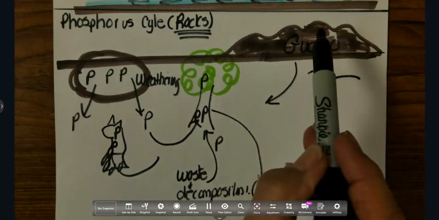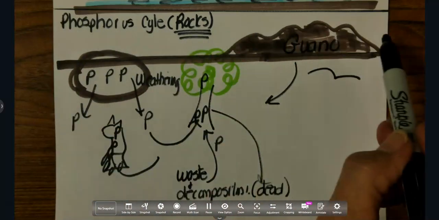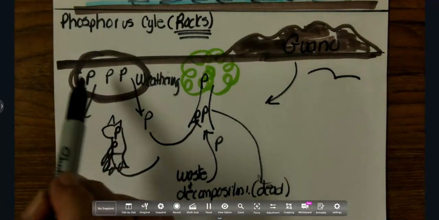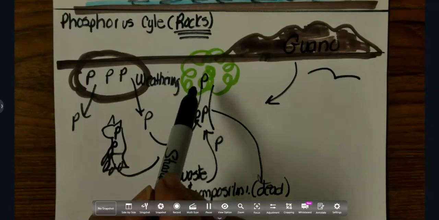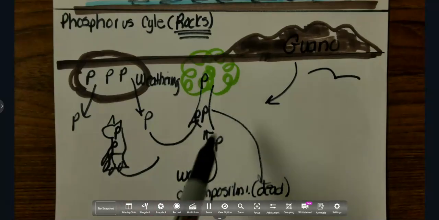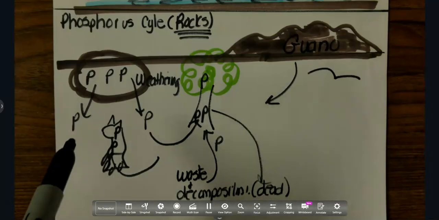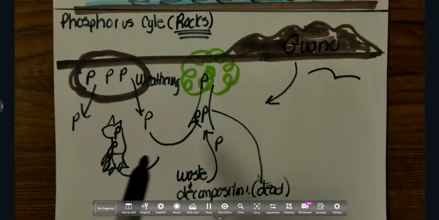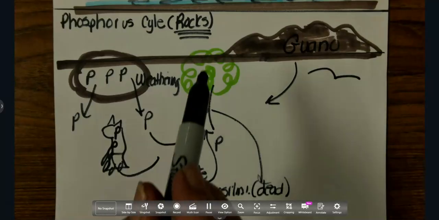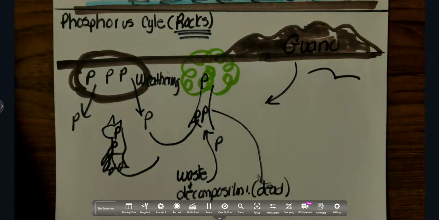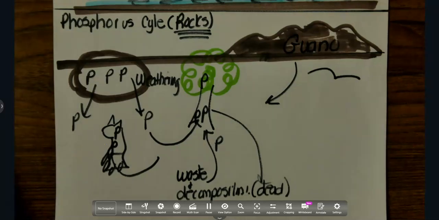So this is the atmosphere. Notice that there's no phosphorus up here. All of this is happening in the soil. We're weathering our rocks. It's going into the soil. It's being absorbed by plants. The animals eat the plants, or the animals eat the animals that eat the plants, and we eat the plants or the animals that eat the plants. That's how we get phosphorus into living things. Those living things can then die, decompose, and go back into the system. All of this is happening in the soil. There is no atmospheric component of phosphorus in the phosphorus cycle.